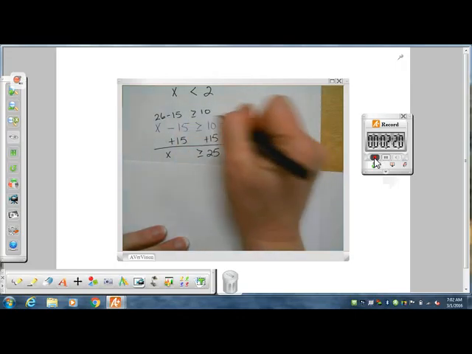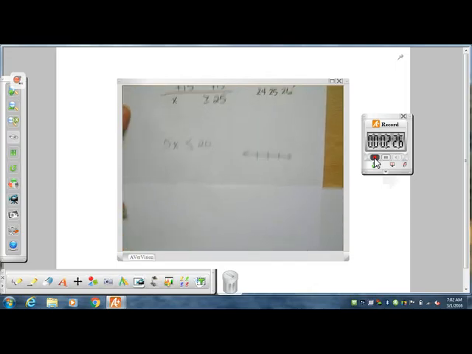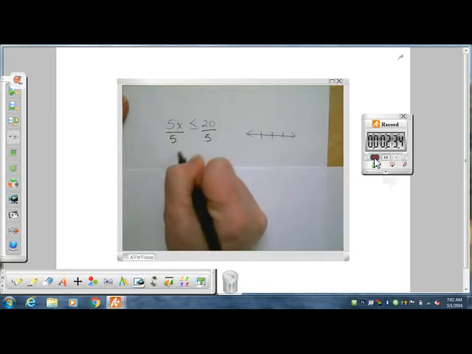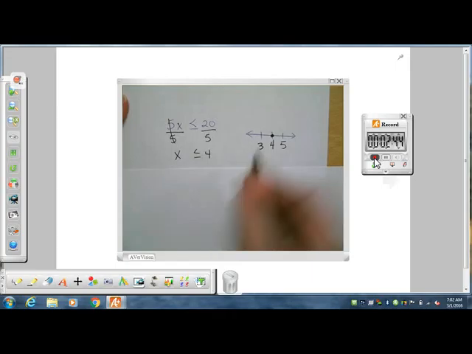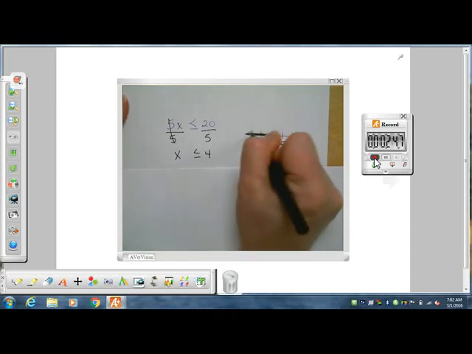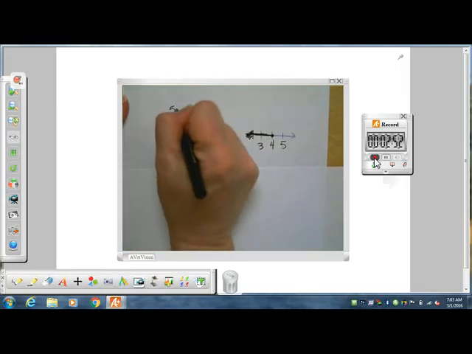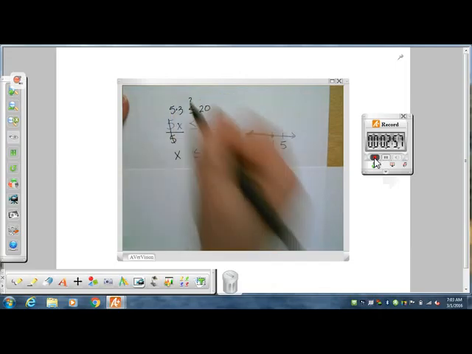Same thing works with multiplying. If I have something like 5x ≤ 20, I can divide both sides by 5 so that x is less than or equal to 4. Okay, that means I would have a filled-in circle on 4, and the values that are less than would be like 3 and so on, so I would go this direction. 5 times 3 is 15, and yes, that is less than or equal to 20 because 15 is less than 20. So we're good on that.